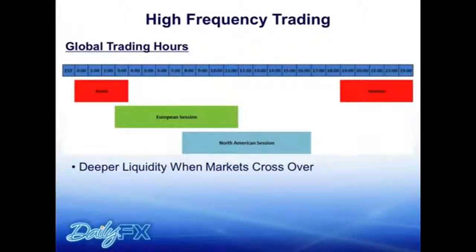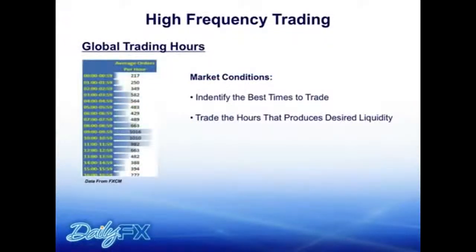One thing we denote here is there's always deeper liquidity when markets cross over. Taking a look at this next table, this is just the average orders per hour that we see at FXCM. Starting around 0100 GMT, 0100 Eastern Standard Time, liquidity is very low. We only see about 200 orders coming in until 2 in the morning, and then we see it continue to rise until we get to that European session open, and that's when we really see it jump all the way close to 600 orders per hour.